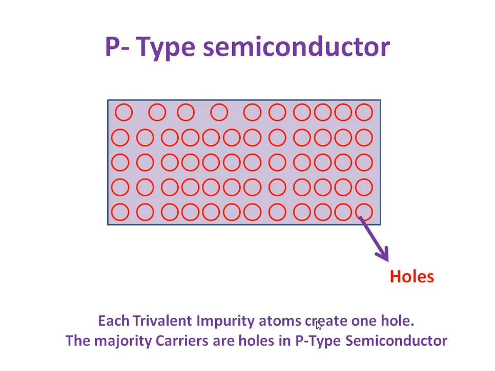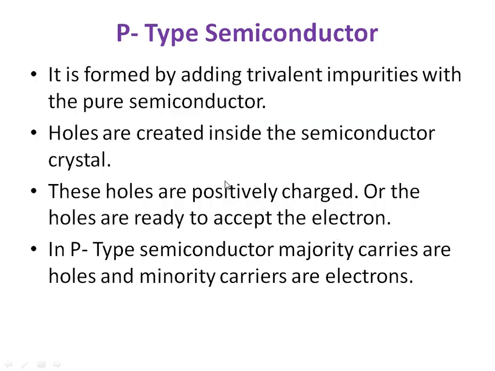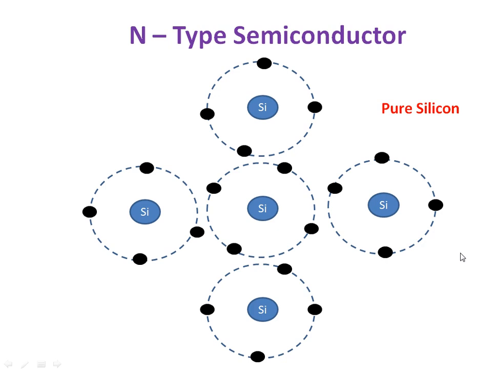The majority carriers are holes in a P-type semiconductor, so there is a deficiency of electrons. That's all about the P-type semiconductor, and it is formed by adding trivalent impurity to the pure semiconductor. Holes are created inside the semiconductor crystal. These holes are positively charged, and they are ready to accept electrons. In a P-type semiconductor, majority carriers are holes and minority carriers are electrons. Next lecture we will discuss the N-type semiconductor.